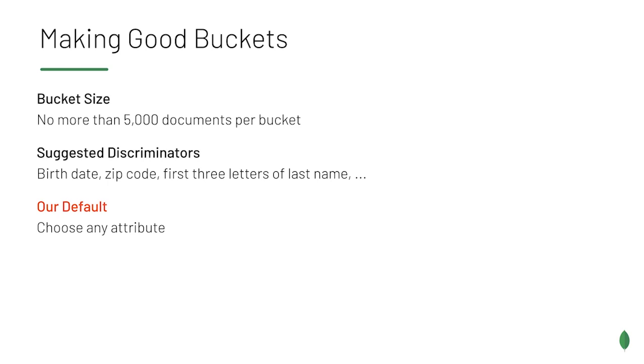Our default is you can choose any attribute. That's one of the few things you need to specify. What is your bucketing criterion? What do you want to use?